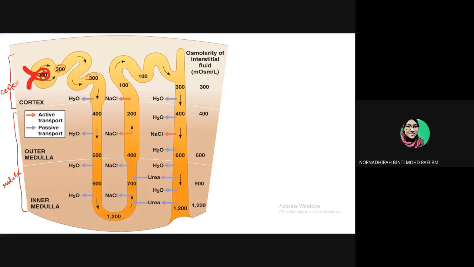So you have to focus. Number ni represent apa? Okay, so kita tengok ya, ada dua tempat which is cortex dan bawah ni adalah medulla. Okay, so number semua dalam diagram ni represent the osmolarity. Meaning that osmolarity. Okay. What is meant by osmolarity?